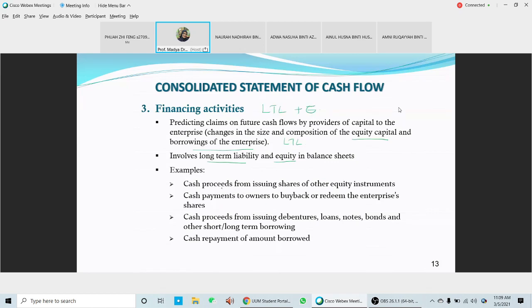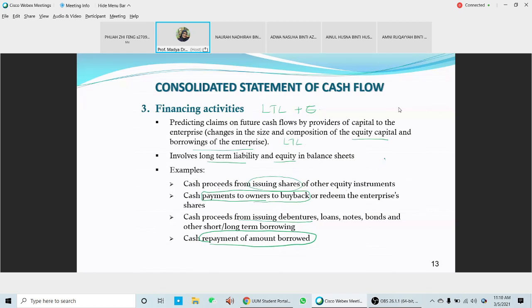Examples here are cash proceeds from the issuance of shares or other equity instruments, cash payments to owners to buy back shares, cash proceeds from the issuance of debentures or other loans or notes, and cash payments for amounts borrowed. These are examples of liability and equity. It is long-term liability, because short-term liability is under current liability. For financing, we're focusing on long-term liability and equity.